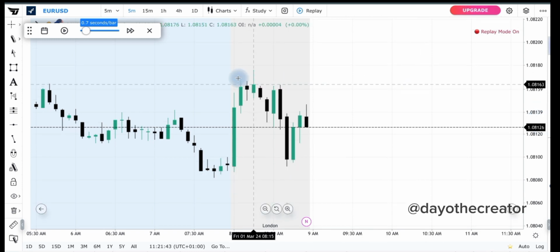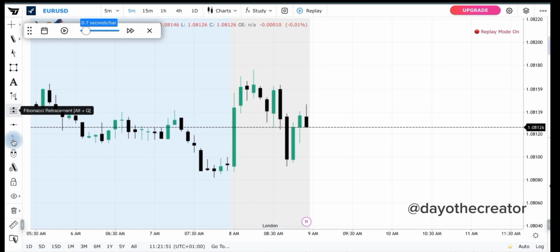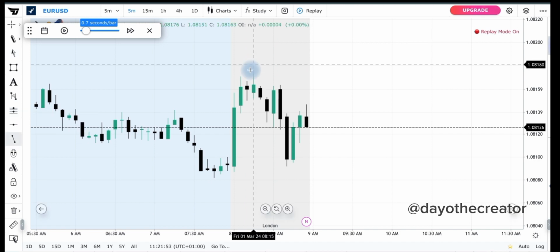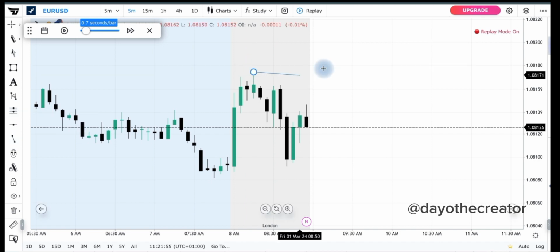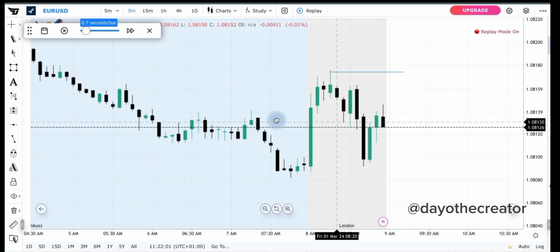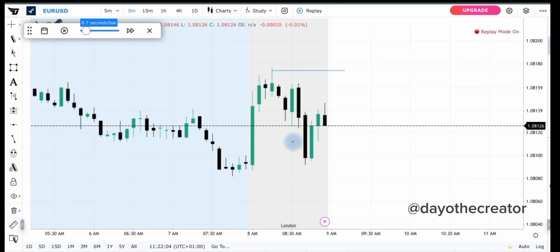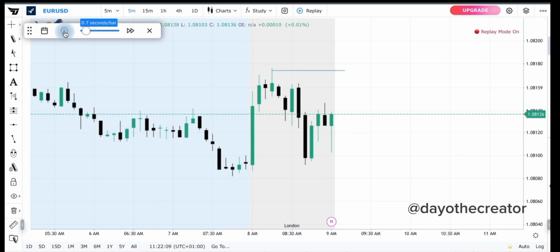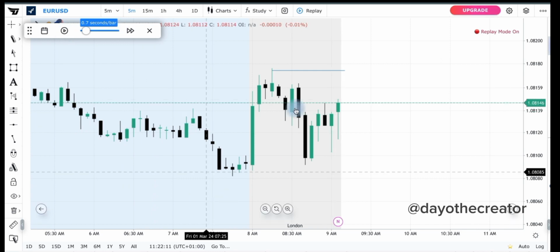What happened was, as it opened as a buy, it went up, then created a buy side liquidity, and after creating a buy side liquidity, it went down again. Let's see whether it will create another liquidity. Okay, it came down to create a sell side liquidity.